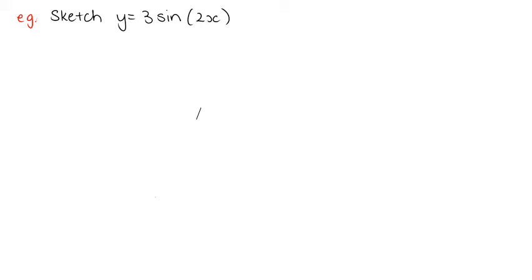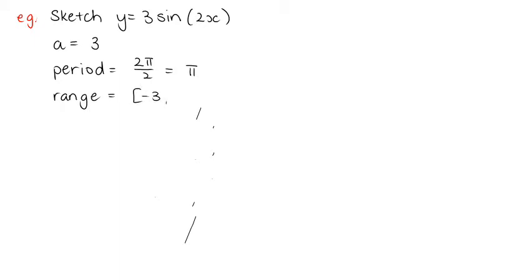Try to sketch the graph of y equals 3 sine 2x. So A equals 3, our amplitude, our period equals 2 pi over 2, which equals pi, so it repeats itself after every pi unit. The range is between -3 and 3. That's essentially all you need to know to be able to sketch the graph.